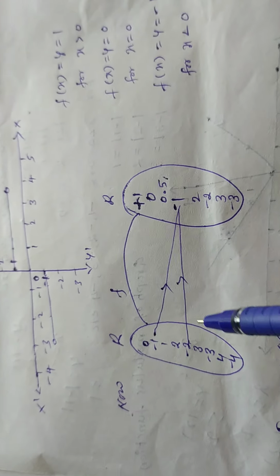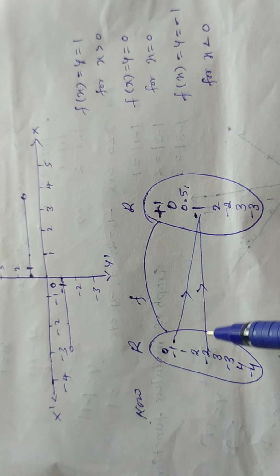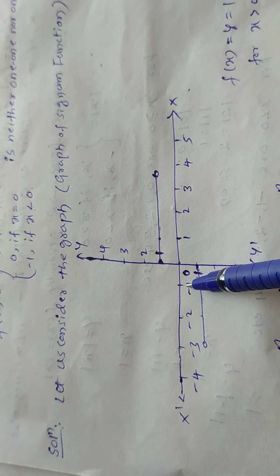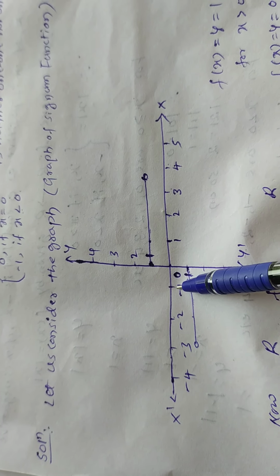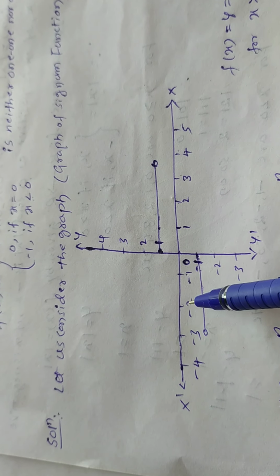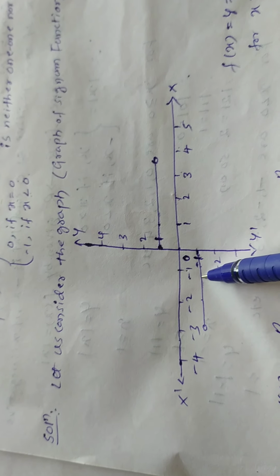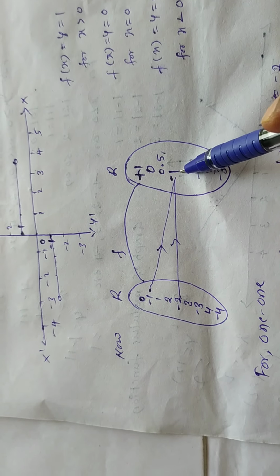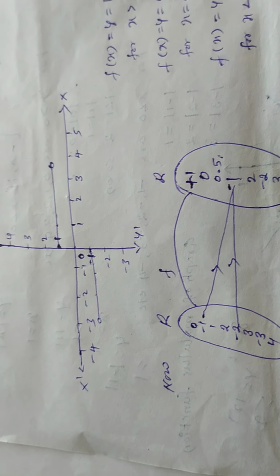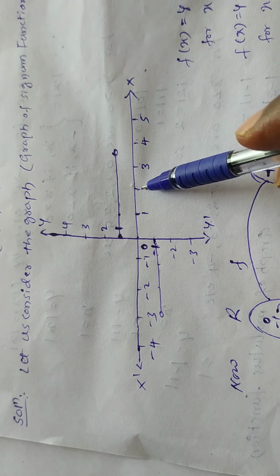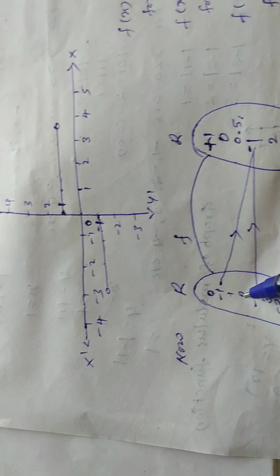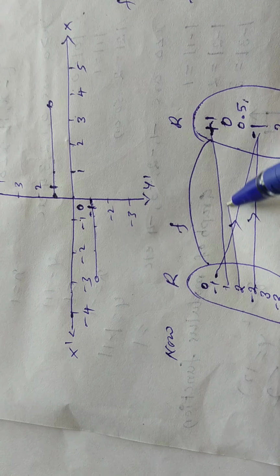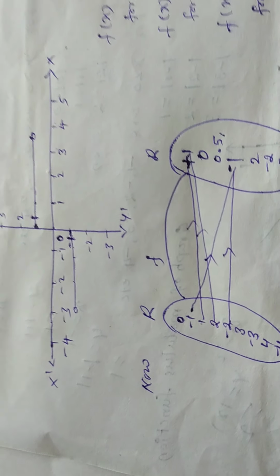So for minus 1 and minus 2, you get minus 1. When you put x equal to minus 1, you get y equal to minus 1. When you put x equal to minus 2, you get minus 1 again. So for the values minus 1 and minus 2, you get minus 1 because it is constant. For the values 1 and 2, you get 1 again. So it is not one-one.